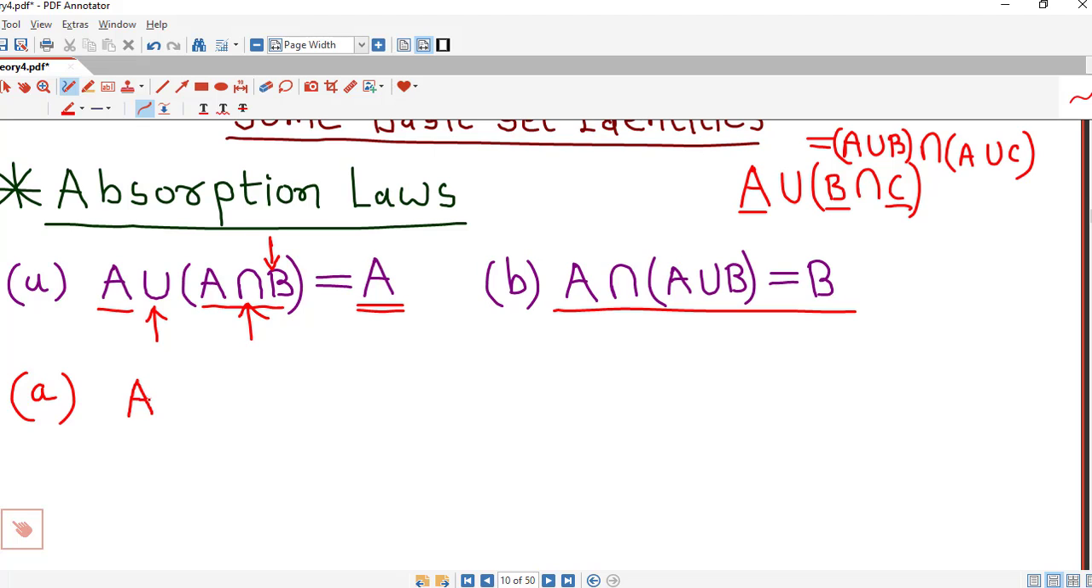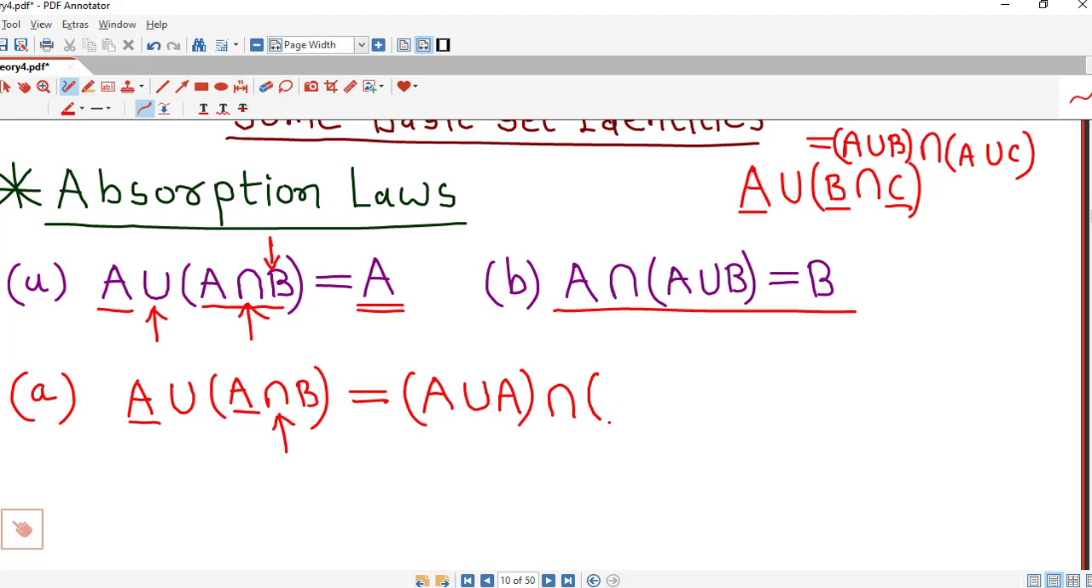Suppose we try to prove this. We consider left hand side, it is union of A and A intersection B. So by distributive law, we can rewrite this as, first we consider union of A with A, then we write this intersection, then we consider union of A with B. This is A union B. Now A union A equal to A, this is idempotent law, intersection A union B.